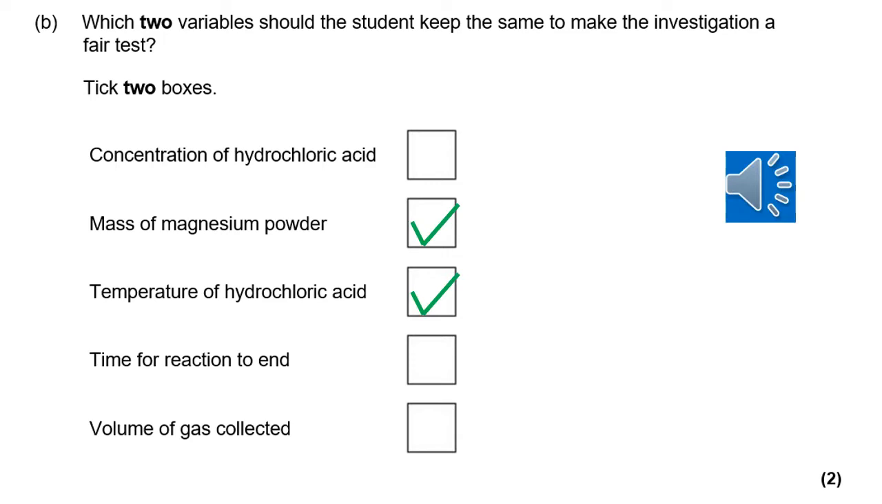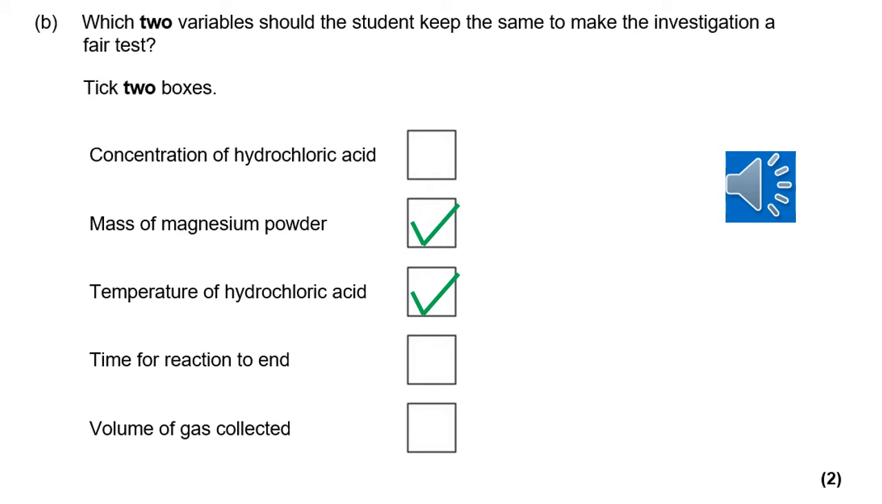The beginning of the question says that this is an investigation to do with how concentration affects the rate of reaction. So that clearly means that the first of these is not one you'd want to keep constant. You don't want to keep the concentration constant. You want to vary that. The mass of magnesium, yep, you want to keep that the same, so it's a fair test.